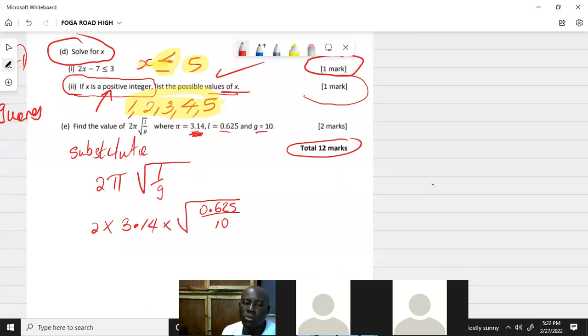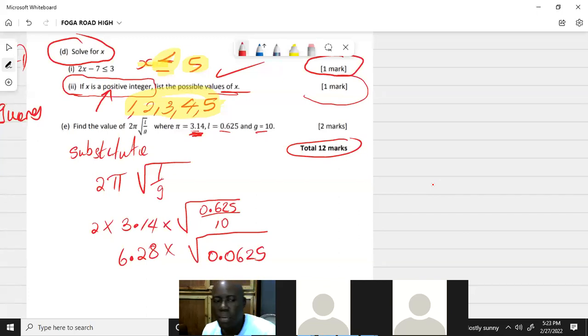2 times 3.14 is 6.28 times the square root of this. Because when you divide this number by 10, you'll get 0.0625. Because when you divide by 10, the decimal point shifts to the left. But you don't need to do that. You just have your calculators and you put in 0.625, and you divide that by 10, and you'll see the point I'm making.